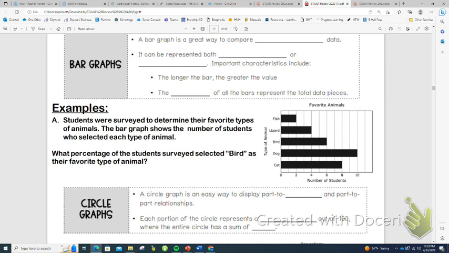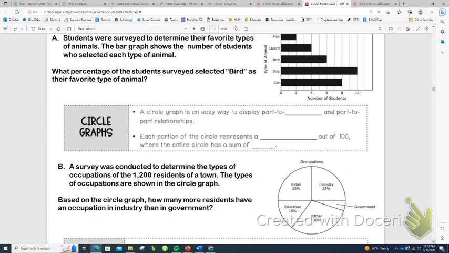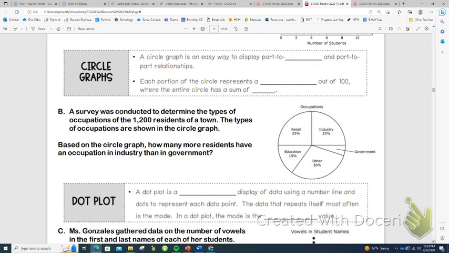Now let's look at circle graphs. A circle graph is an easy way to display part-to-whole and part-to-part relationships. Remember that each portion of the circle represents a percent out of 100, and the entire circle has to add up to 100%. So let's look at this question. It says a survey was conducted to determine the types of occupations of the 1,200 residents of a town. These types of occupations are shown in the circle graph. Based on the circle graph, how many more residents have an occupation in industry than in government?